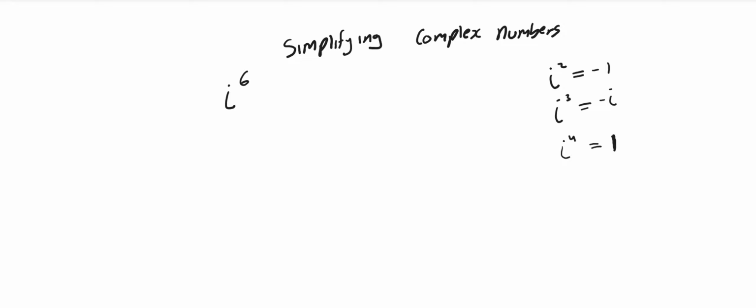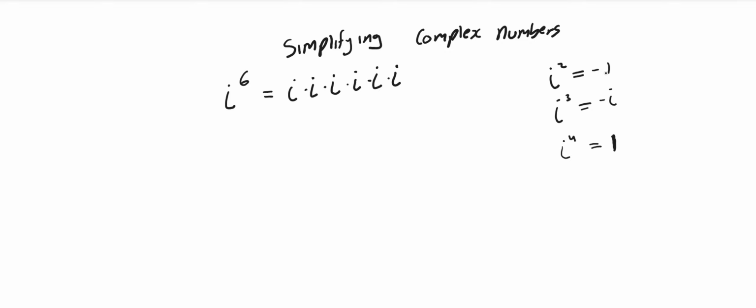So how are we going to simplify i to the 6th? So over here, like we said before, i squared is equal to negative 1, i cubed is equal to negative i, and i to the fourth is equal to 1. So we're going to focus on i squared because this would be the easiest for us to do. So let's start. i to the 6 is literally 6 i's. So 1, 2, 3, 4, 5, and 6.